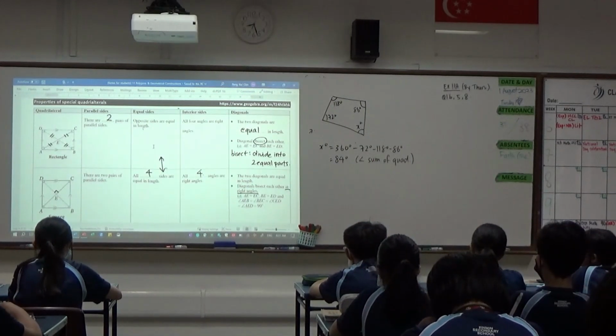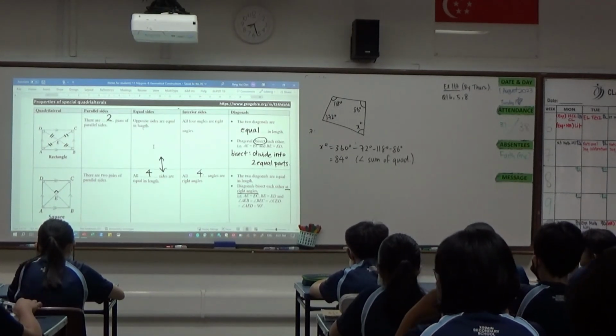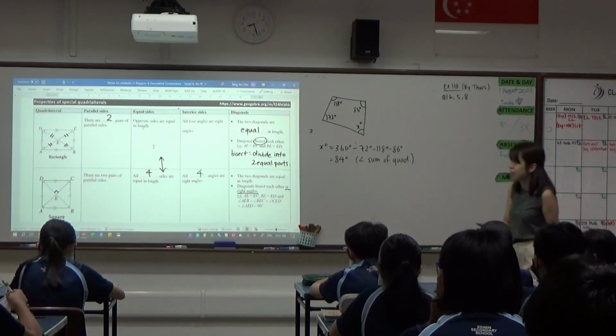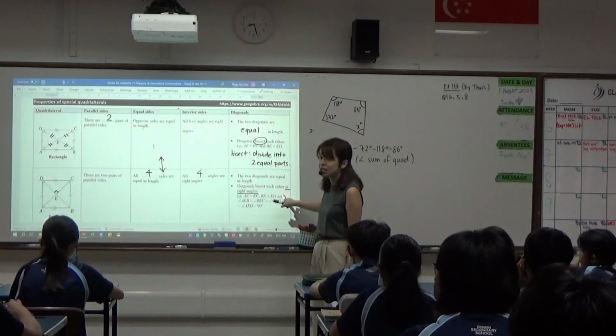Questions? Yeah, question. Sorry? You don't understand which one? Bisect each other at right angles.